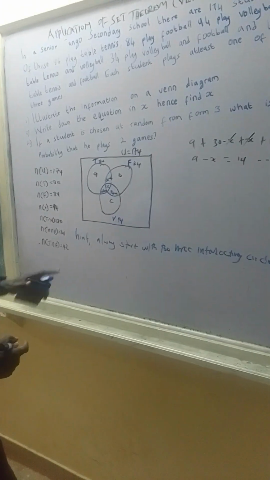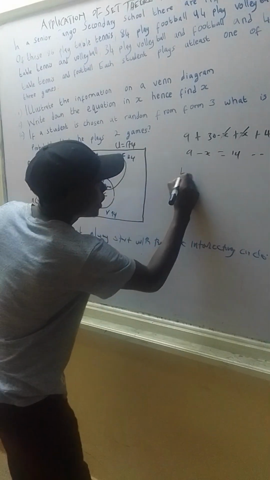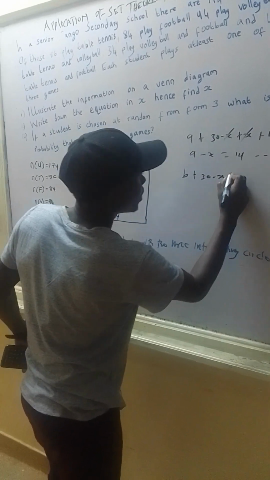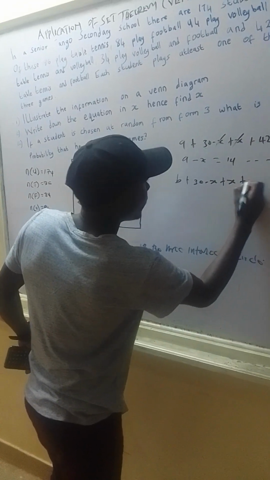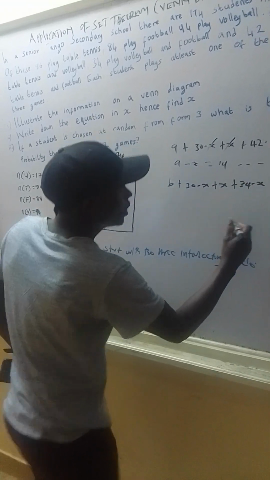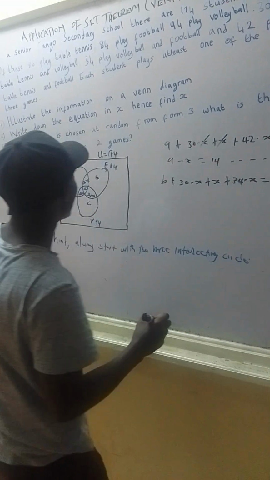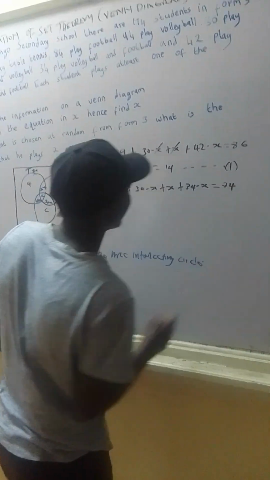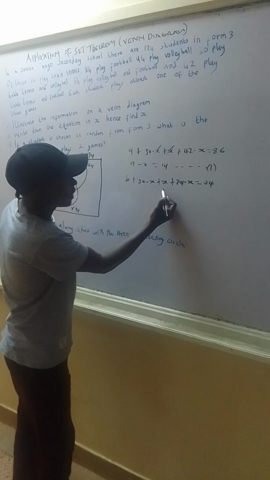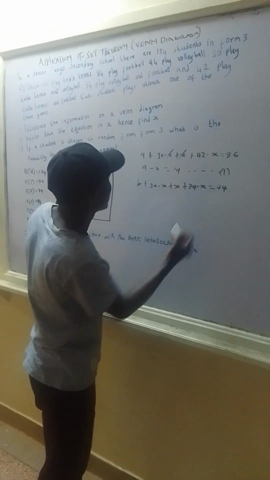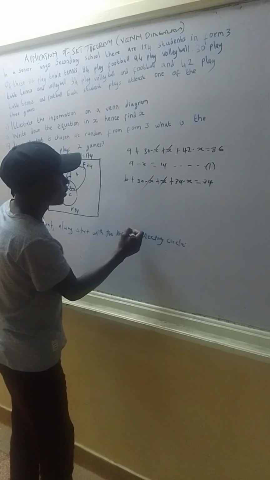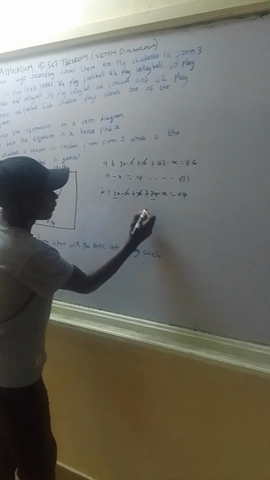So for equation 2, let's say B plus 30 minus x, then plus x, plus 34 minus x. It should give me 84. So it's B plus 30 minus x plus 34 minus x is equal to 84. Then minus x plus x will cancel out. So we have 30 plus 34.